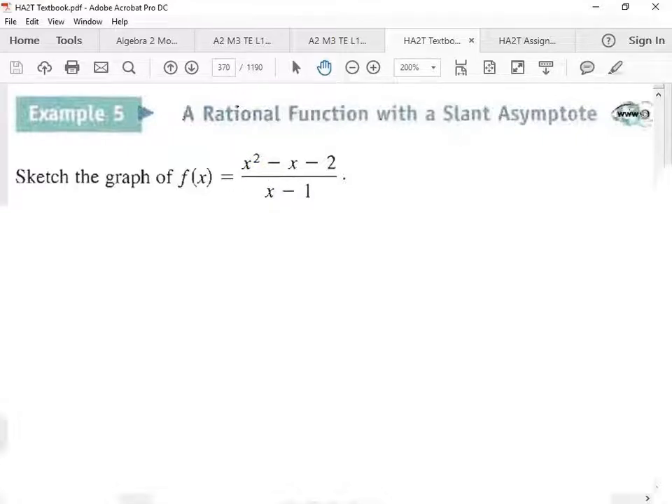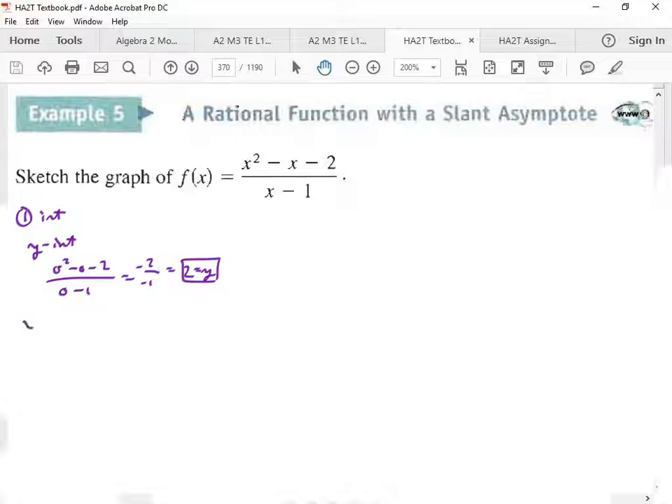But before we get to asymptotes, let's go ahead and find our intercepts, because that's the easiest thing to do at the very beginning. So let's find our y-intercept. To find our y-intercept, we plug 0 into all the x's. So we get 0 raised to the second power minus 0 minus 2, and on the bottom, we have 0 minus 1, which equals negative 2 over negative 1, which equals positive 2. So here's our y-intercept right there.